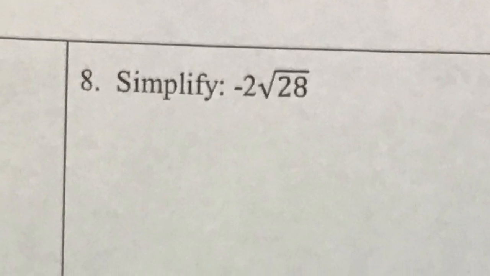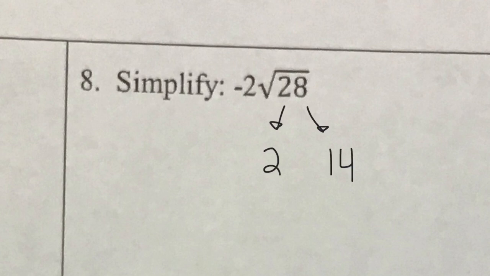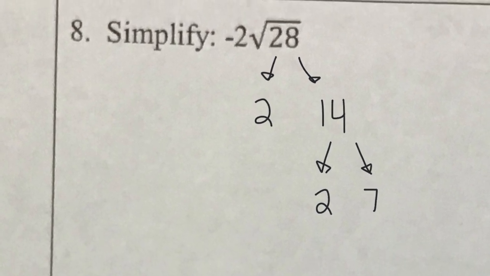Okay, here we have 28. So 28 is our radical that we're trying to split up. There's a couple ways to split this up. How about 2 and 14? Right, 28 is an even number. Every even number is divisible by 2. 14 is also an even number, so 7 and 2, and then those are your primes.